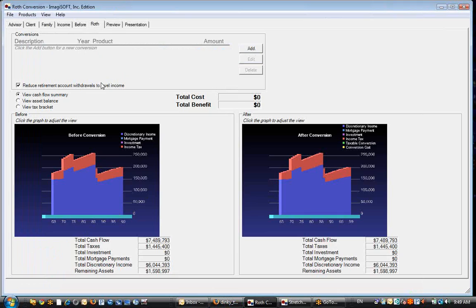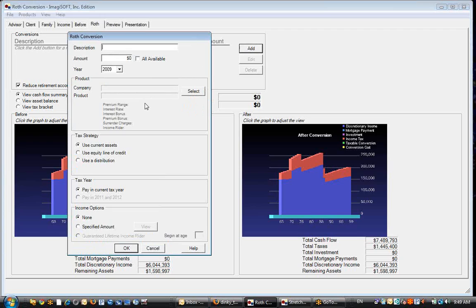On the Roth tab, you do a conversion. And one of the things that makes ours different is you can do multiple conversions. You don't just do one conversion. You do multiple ones. And you give it a name. I'm going to call this Kids.